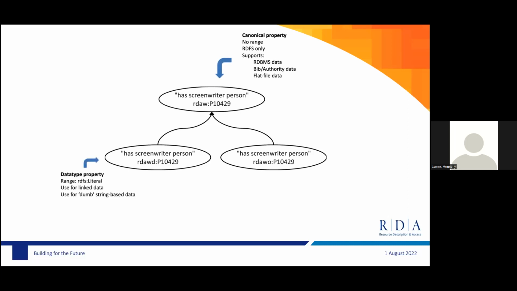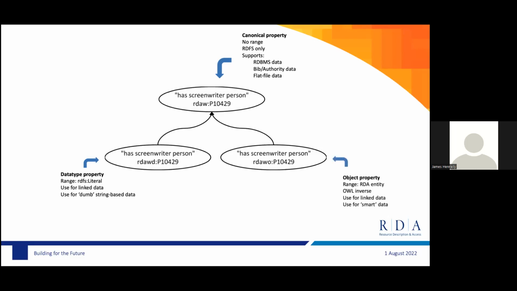The element on the left is the data type version of screenwriter, has screenwriter person. As I said before, its range is an RDFS literal. Its use is for linked data, and you're specifically identifying that this is not an object, but a literal. And you would use this for what we call dumb, string-based data, meaning that once you get to a literal, you can't go on; there's nothing else to link to. You have reached the end of that particular node.